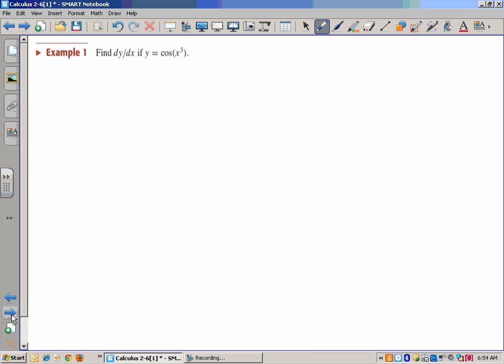Find dy dx if y is equal to the cosine of x cubed. Okay, so rather than do this the long way, I'm going to go ahead and jump right into the chain rule. Dy dx means take the derivative of y with respect to x. So x is our variable. So we're going to start by writing the original function. And so for the inside, we're going to start on the inside. We always start inside out. We need to take the derivative of the inside.